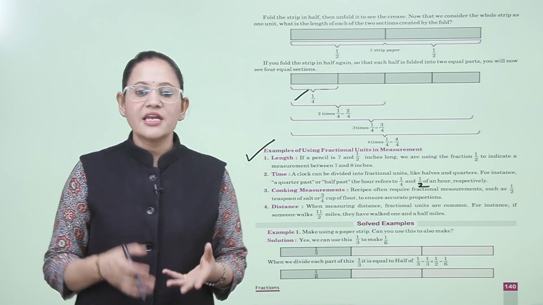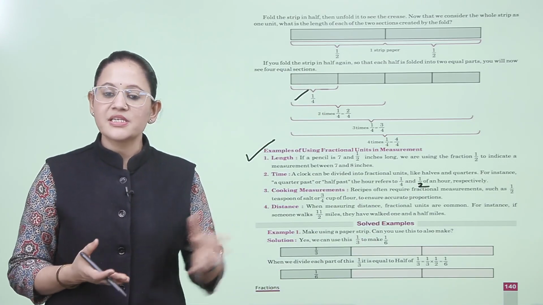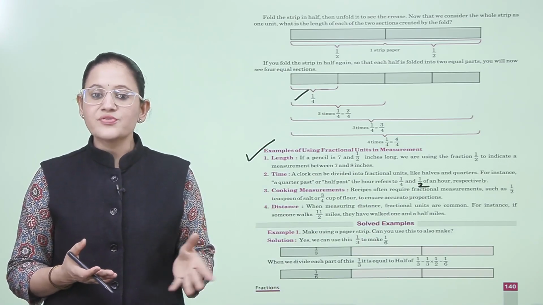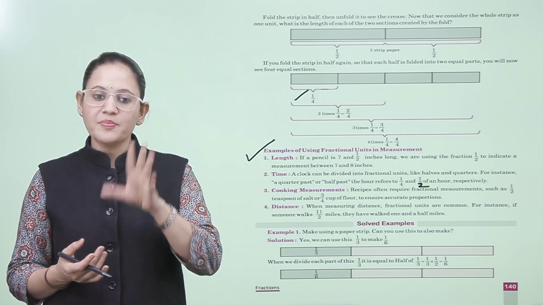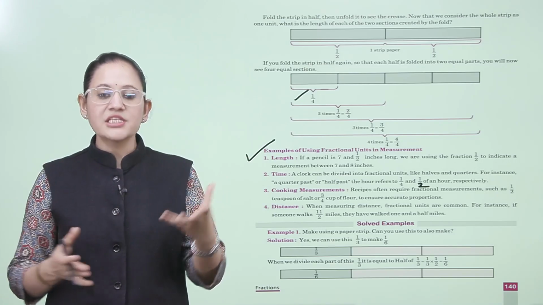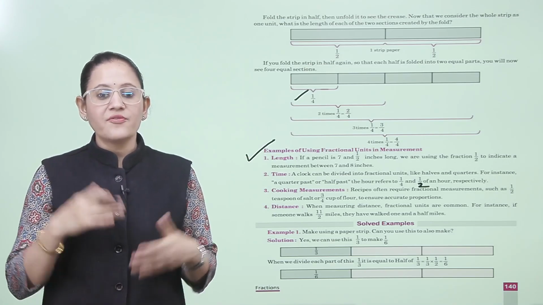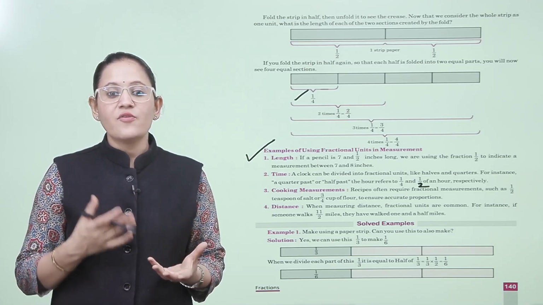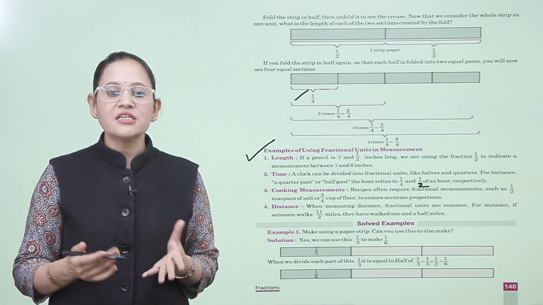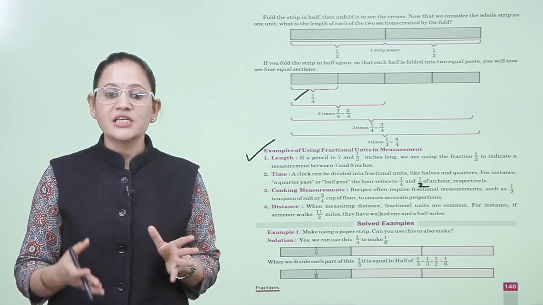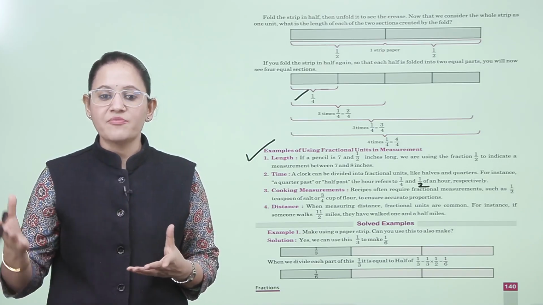Cooking measurement. Recipes often require fractional measurements such as 1/2 spoon of salt, 3/4 cup of flour to ensure the accurate proportion. So here in all these situations we need fractions. Distance. When measuring distance, fraction units are common. For instance, if someone walked 1 1/2 miles, they have walked 1.5 miles.